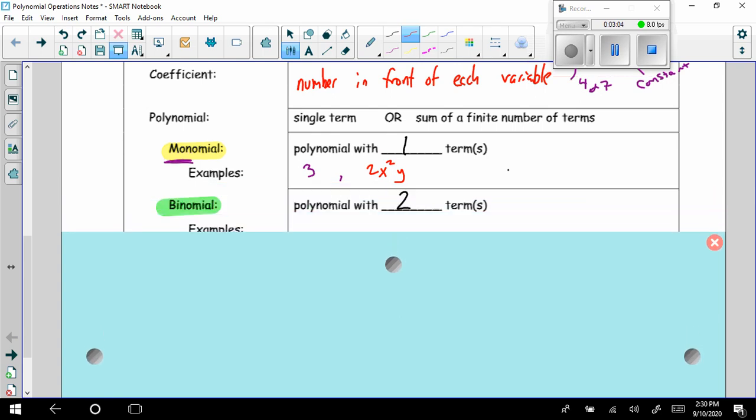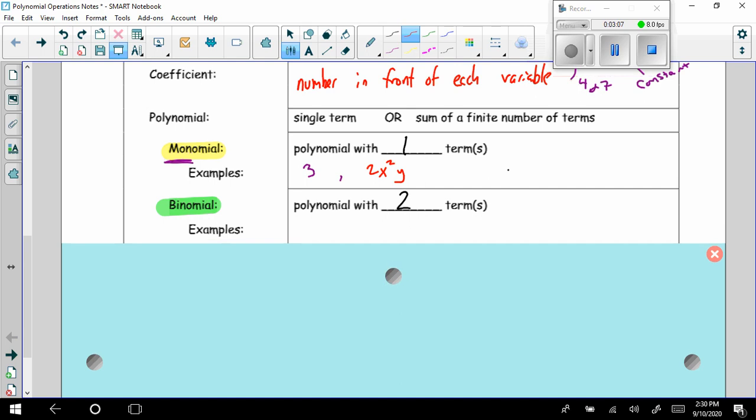A binomial means 2, so it's a polynomial with 2 terms. Now it's important to note what separates a term. A binomial would be like the second example above, which was 2x plus 5, because it has 2 terms, so it's a binomial. Once again, a term is separated by add or subtract. Right.